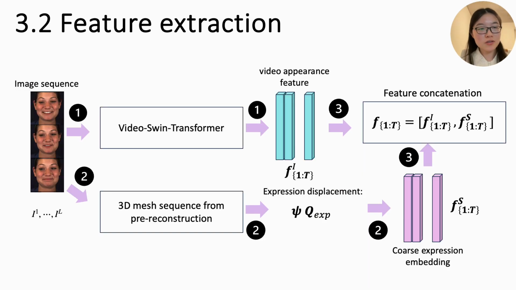For the feature extraction, we first feed the image feature to a video Swin transformer that generates video appearance features. In the meantime, we apply a pre-reconstruction to generate the 3D mesh sequences and extract the expression displacement to generate the coarse expression embedding. The video appearance feature and the 3D expression feature are concatenated as the final feature that will be used in the following stage.